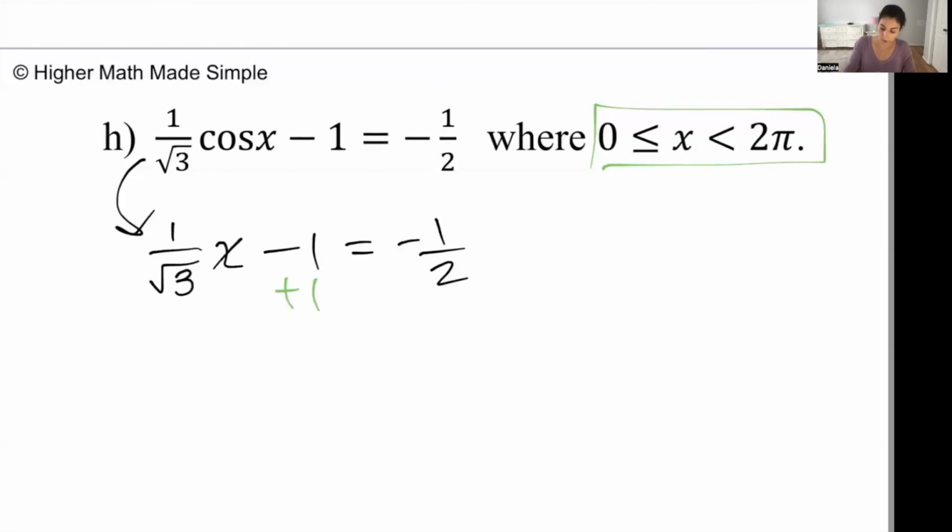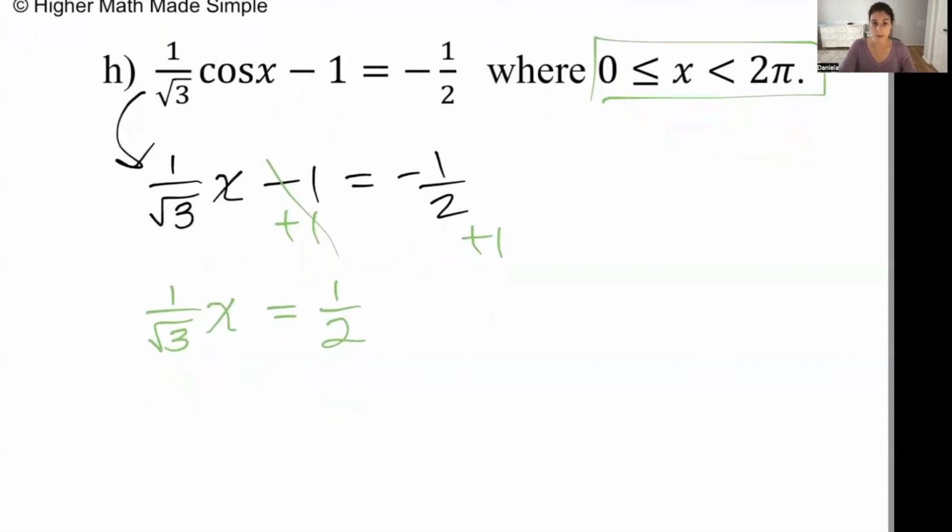So you would have to add 1 on both sides. Now we have 1 over radical 3 times x is equal to negative 1/2 plus 1. That's just going to be 1/2. Notice I didn't convert it to a decimal because that's not going to actually help us here. We're looking to get a value that's on the unit circle. That's the whole goal, so we actually want to keep it as fractions.